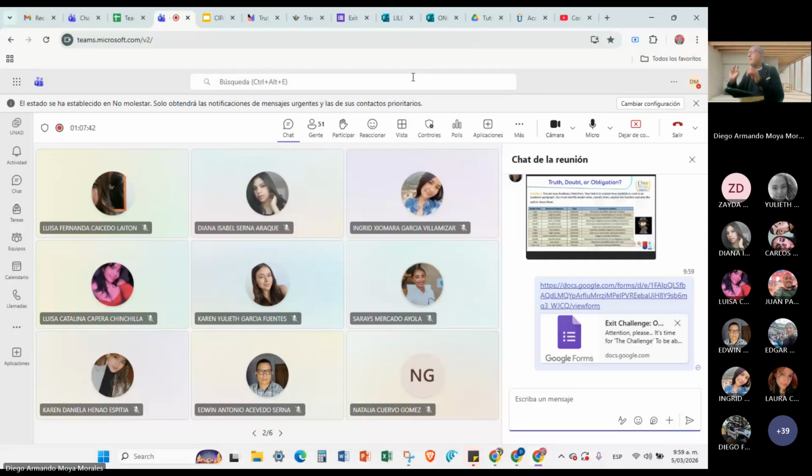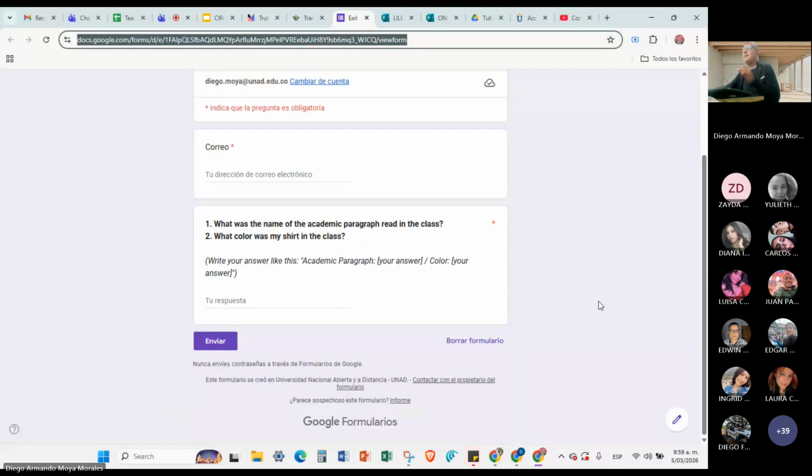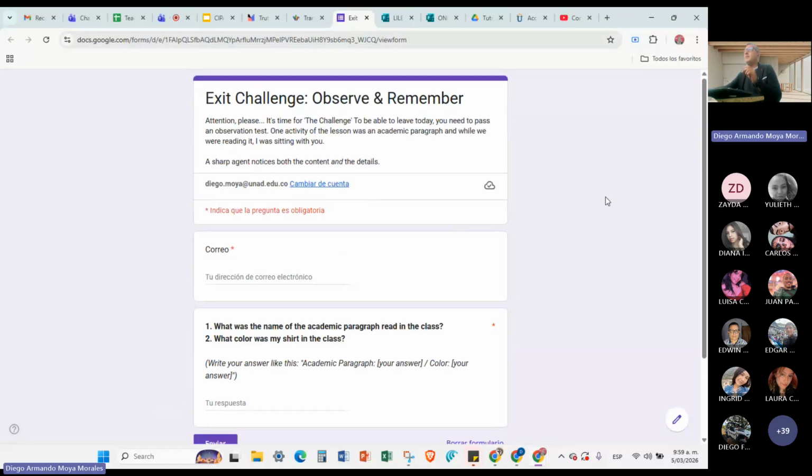Okay? Go ahead. This is the exit challenge, okay? It is more about the attention. It is time for the challenge. To be able to leave today, to finish today, you need to pass an observation test. One activity of the lesson was an academic paragraph. Remember, we read one excerpt, an academic paragraph. What is the topic of that paragraph?